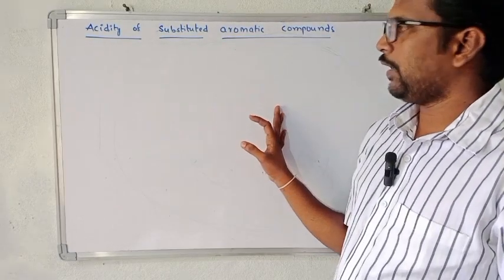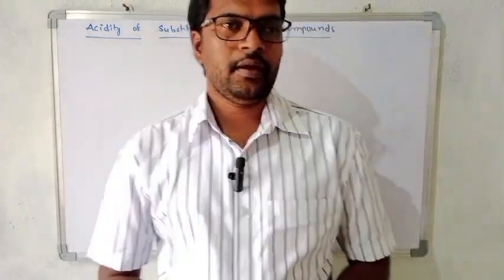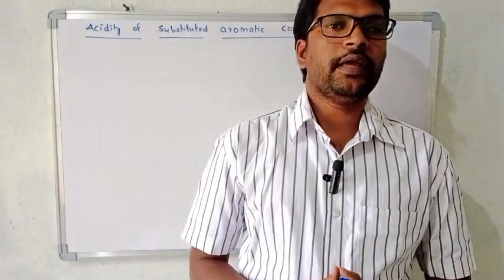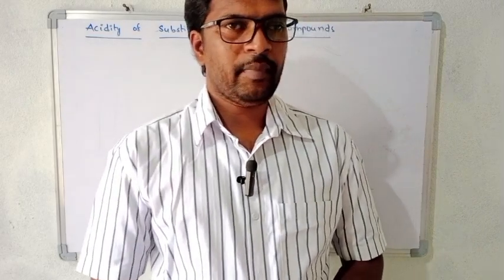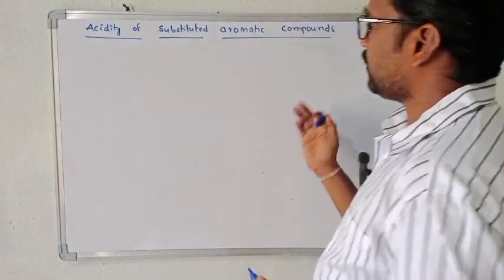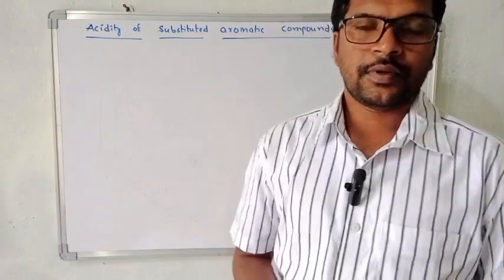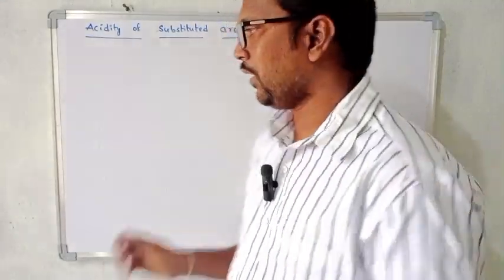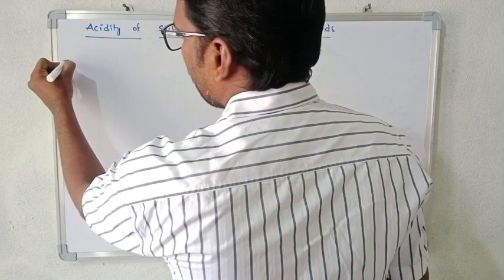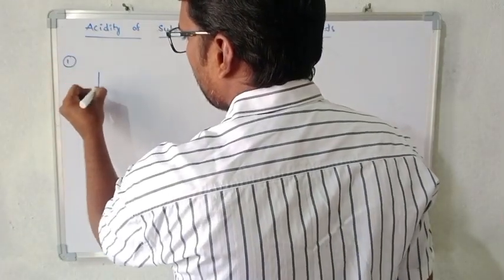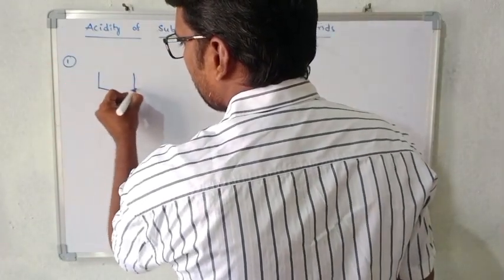Acidity of substituted aromatic compounds. Now in this class we will study about acidity of substituted aromatic compounds. We studied about acidity of acids where a COOH group is present on a benzene ring. One by one we can study it. First we can take an example on benzene ring.